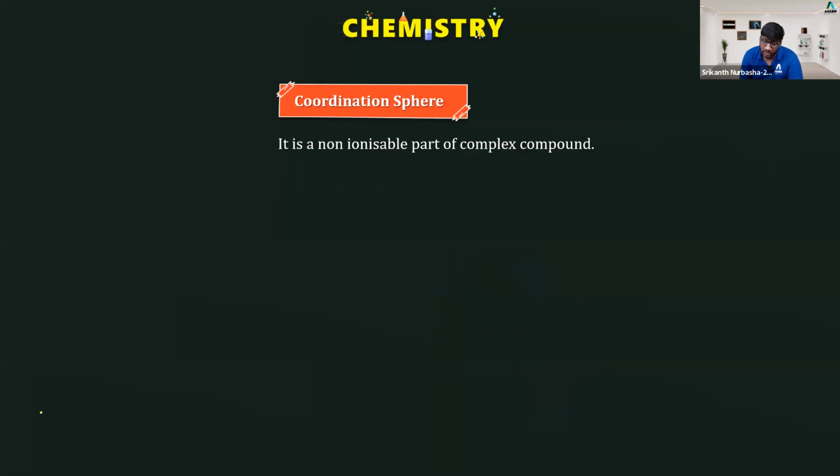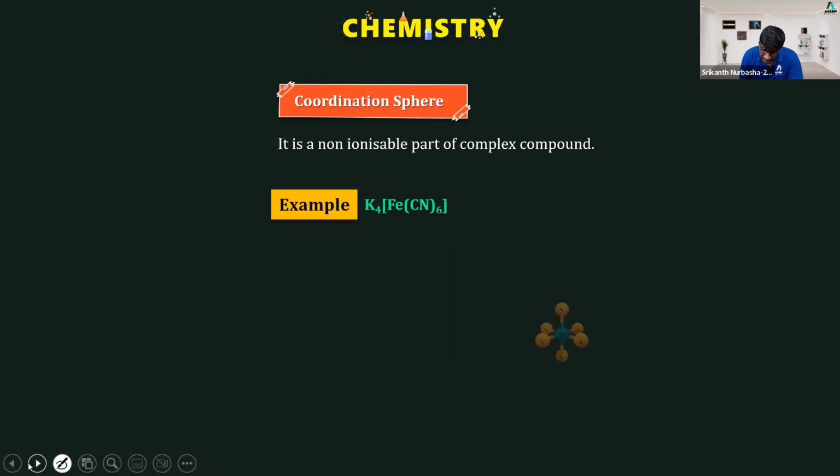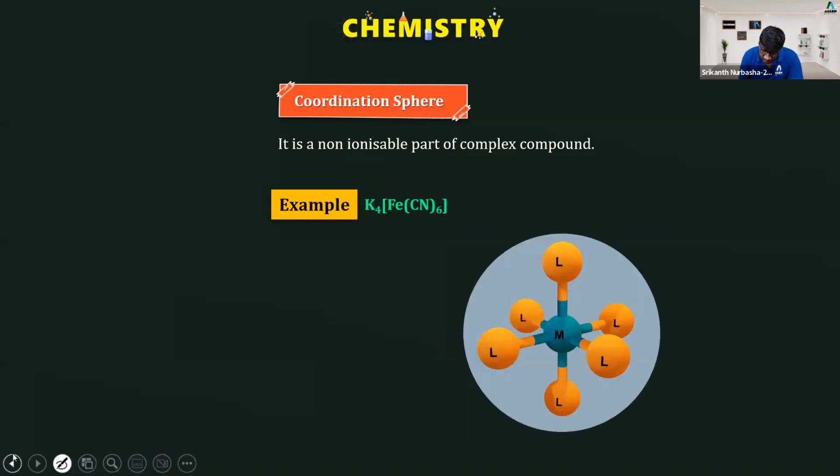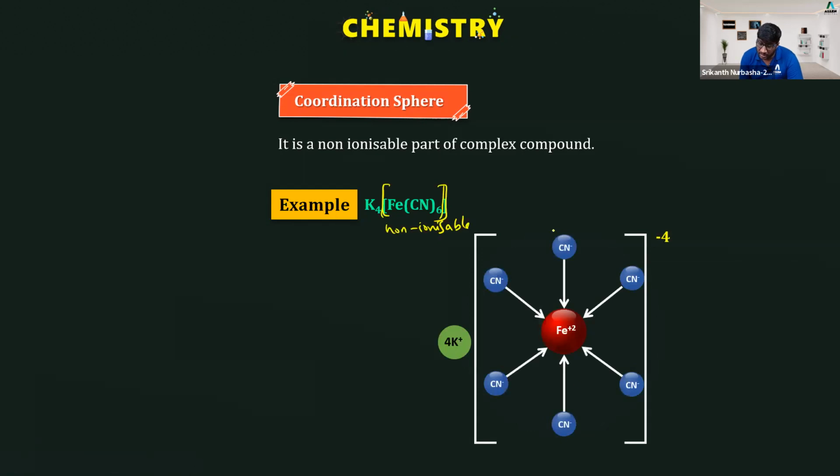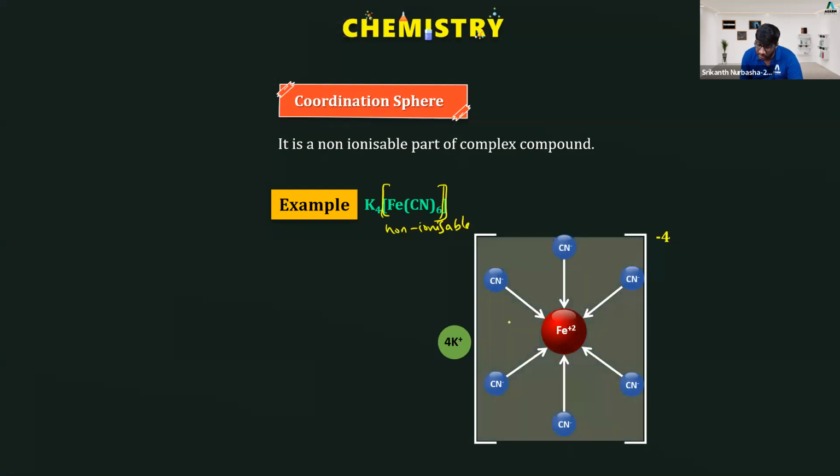Coordination sphere. Coordination sphere means the non-ionizable part of a complex compound. Like if I have K4[Fe(CN)6], the [Fe(CN)6] part is present as a complex ion only. It will not ionize further. Yes or no? So in K4[Fe(CN)6], this part [Fe(CN)6] is non-ionizable, and that is why it is said to be the coordination sphere. This terminology is important, students, because we repeatedly use the same terminology in the upcoming sessions. This [Fe(CN)6] part is not going to be ionized further. That is why it is called the coordination sphere. Is that clear?